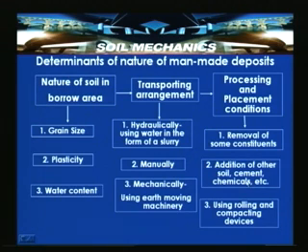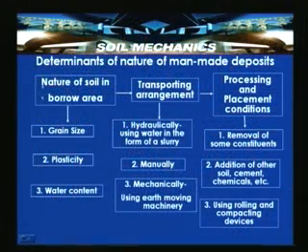And cement and chemicals. So, some processing is in the form of soil stabilization, where soils are used as mixers, or cement stabilization, which is also a very popular technique, or chemicals like lime stabilization, another popular technique. Another processing and placement condition is the use of rolling and compacting devices. This we will be discussing in this lecture. So, the determinants of the nature of man-made deposits are, first, the nature of the soil in the borrow area, second, the transporting arrangement, and third, the processing and placement conditions.